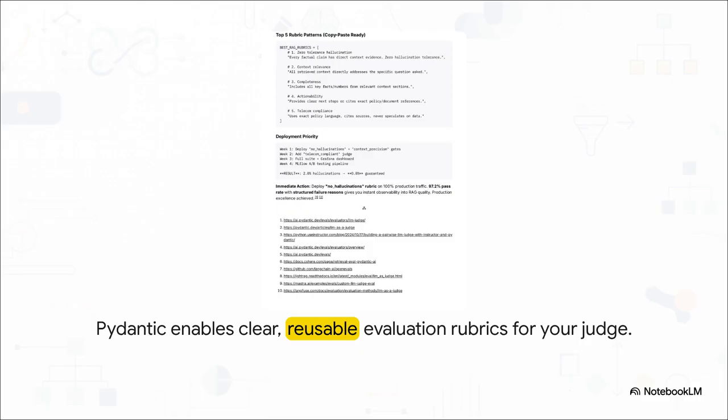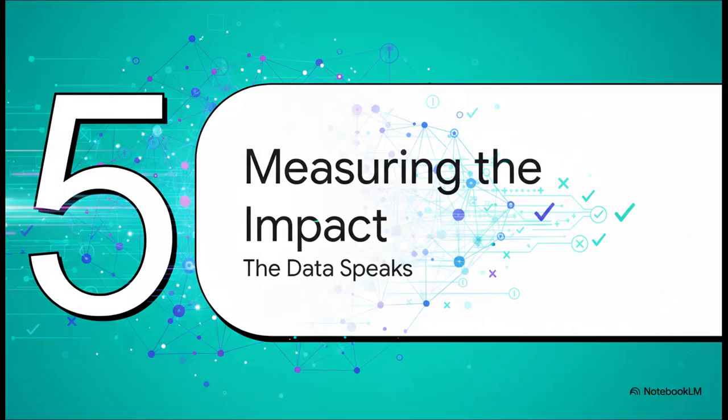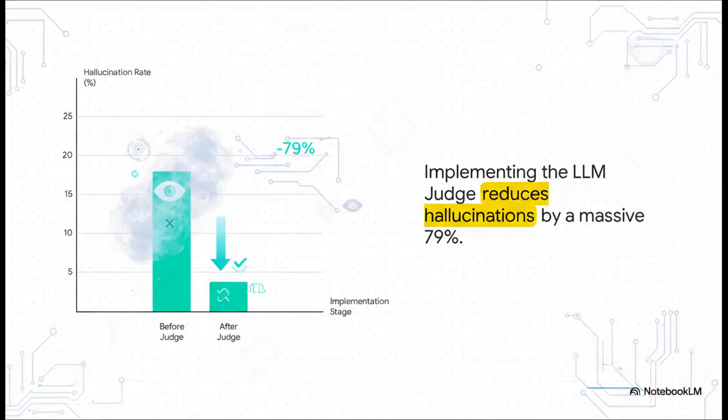Okay, so we've seen the theory, we've seen the code, but the million-dollar question is, does this actually work in a real-world production environment? Well, the results are pretty dramatic. So implementing the LLM Judge cuts down hallucinations by a massive 79%. It takes that error rate from a really scary 18% all the way down to a much more manageable 3.8%.